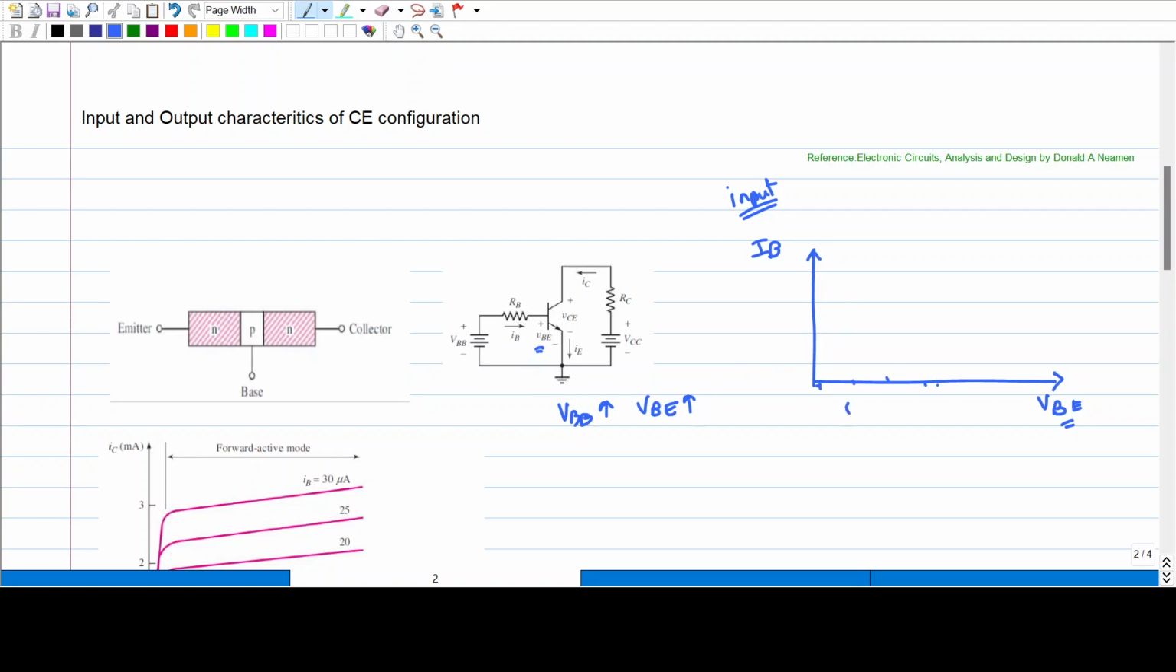We can see that when VBE is around 0.7, we can see a sharp exponential increase in current. Usually we will call it the cutoff voltage, where VBE is equal to 0.7 volt. Which means that when VBE is around 0.7 volt, the current will be around some microamps. When VBE is around 0.7 volt, this emitter base junction is forward biased. So this is the input characteristics of NPN transistor in CE configuration. Now let's move to the output characteristics.